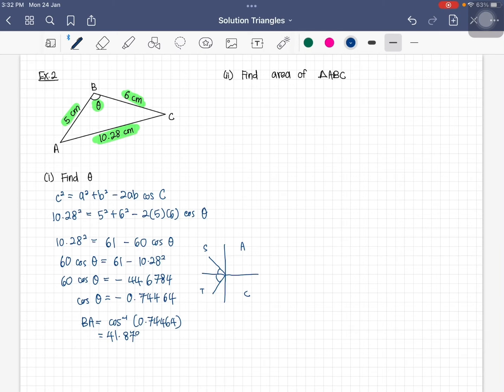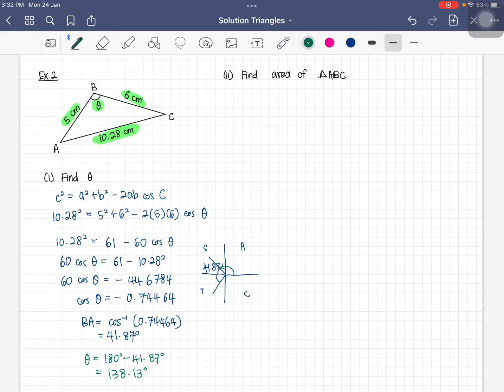41.87 degrees. But which one should the theta be? It should be from this to this one, because obviously, logically, theta is something which is greater than 90 but less than 180 degrees. Therefore in this case, theta is given by 180 minus 41.87 degrees. So I've got this as 138.13 degrees. So that is my theta.